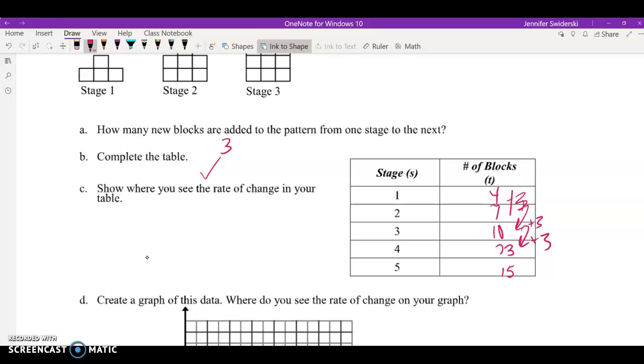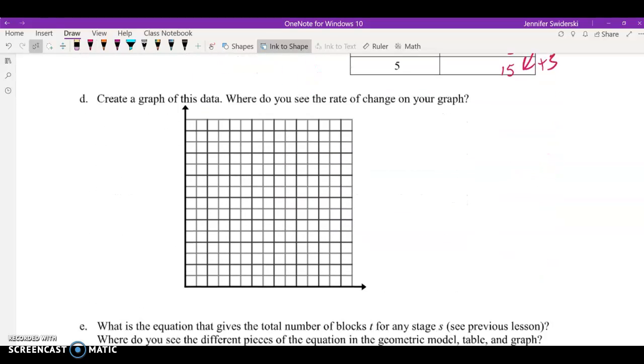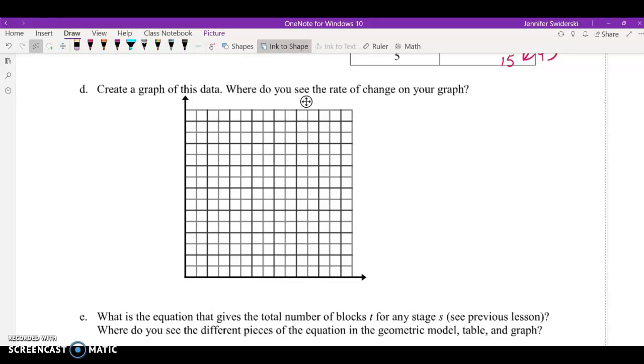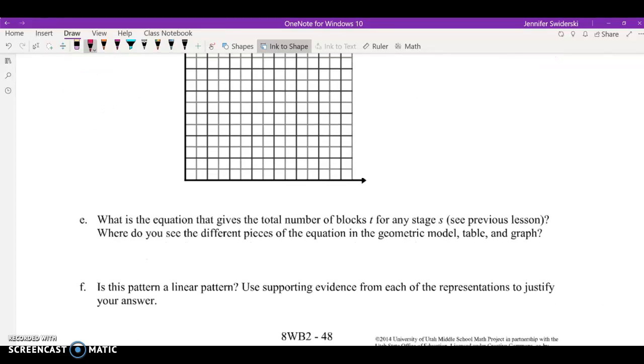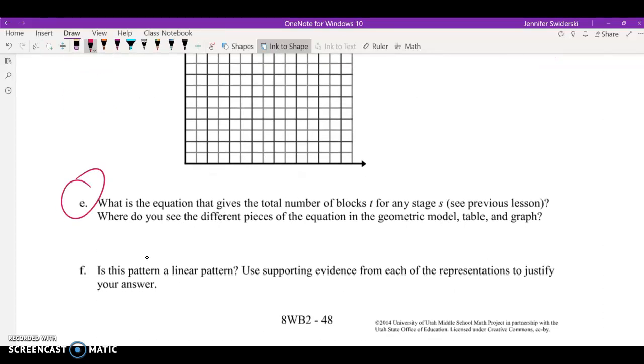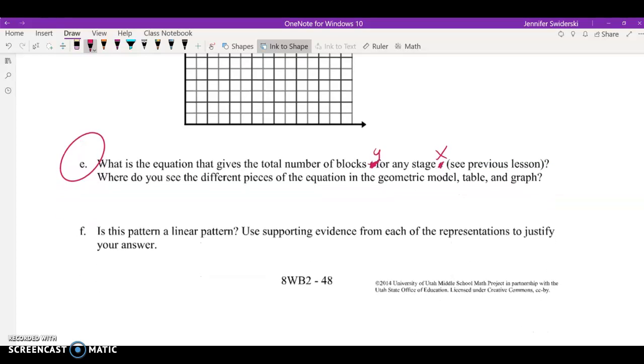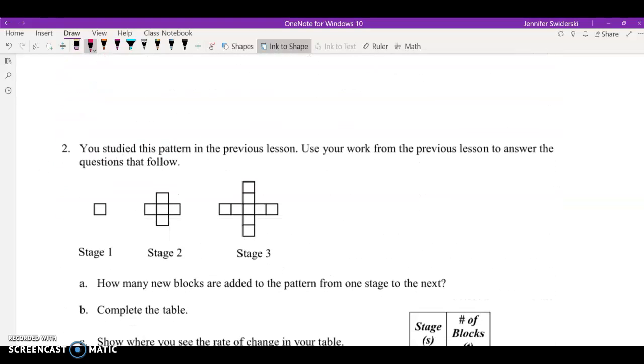I'm adding 3 each time, and on my x-axis, I'm adding 1. So my rate of change is y equals 3x, or 3 over 1. I'm going to have you guys go ahead and do D. And instead of P, I'm going to keep that y. I'm also going to have you do F.